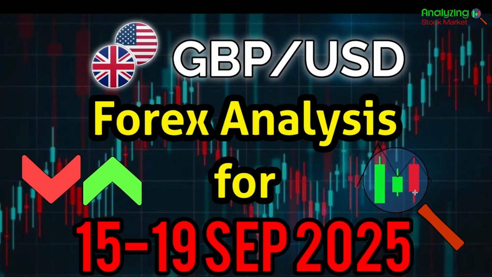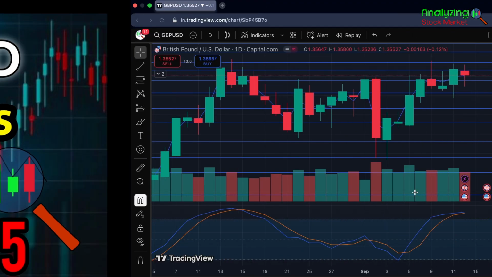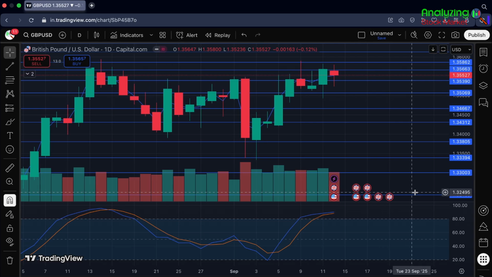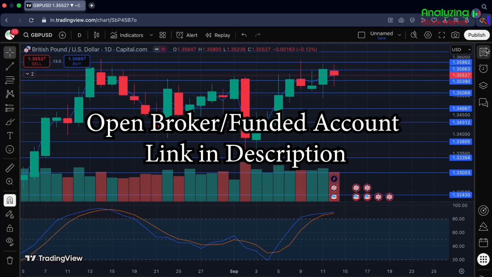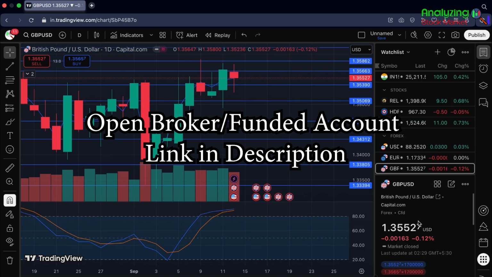So today I'll be talking about the GBP USD pair and we'll do the Forex analysis for 15th to 19th September 2025. So let's go straight to the chart. First, let's see what happened in GBP USD on Friday. As we can see, a 0.12% negative move, and 1.35527 was the closing on Friday.